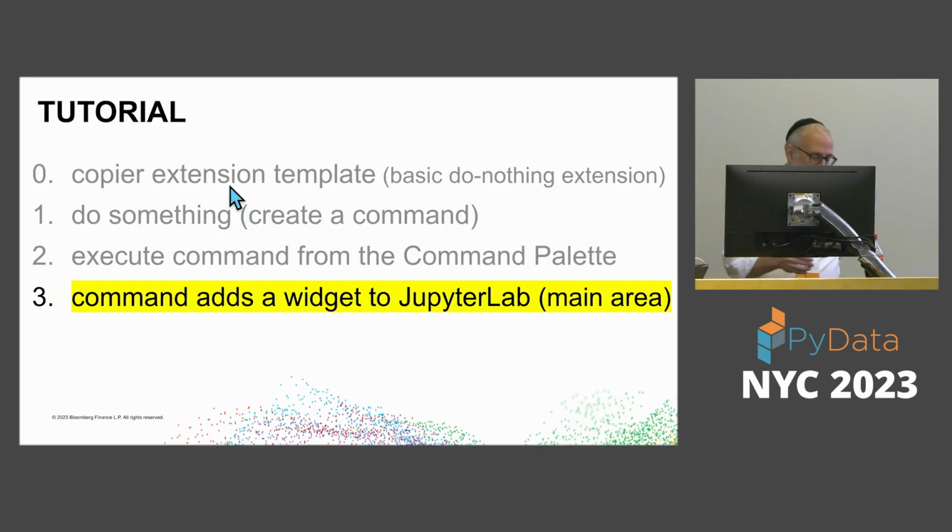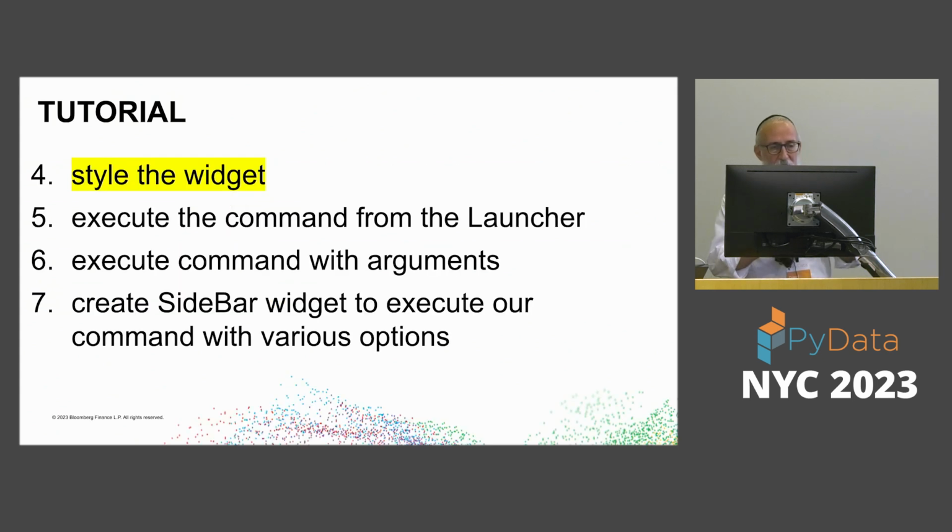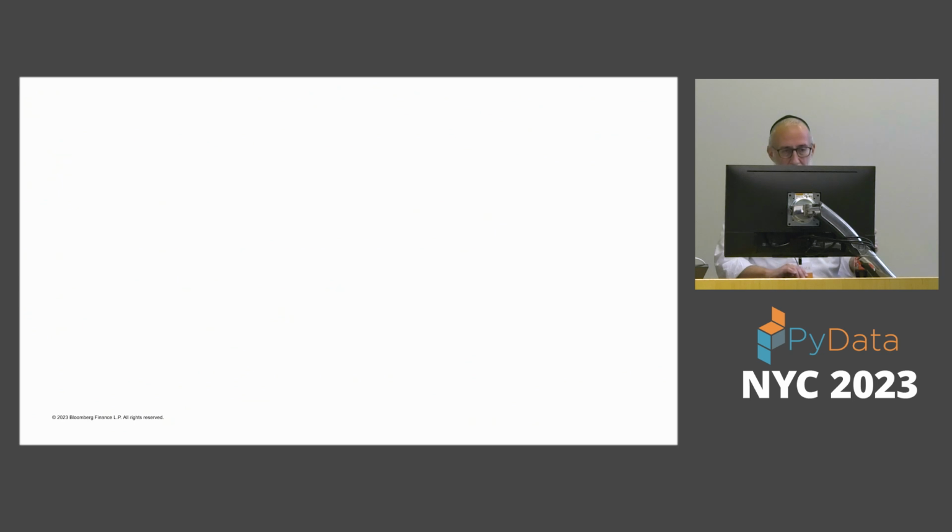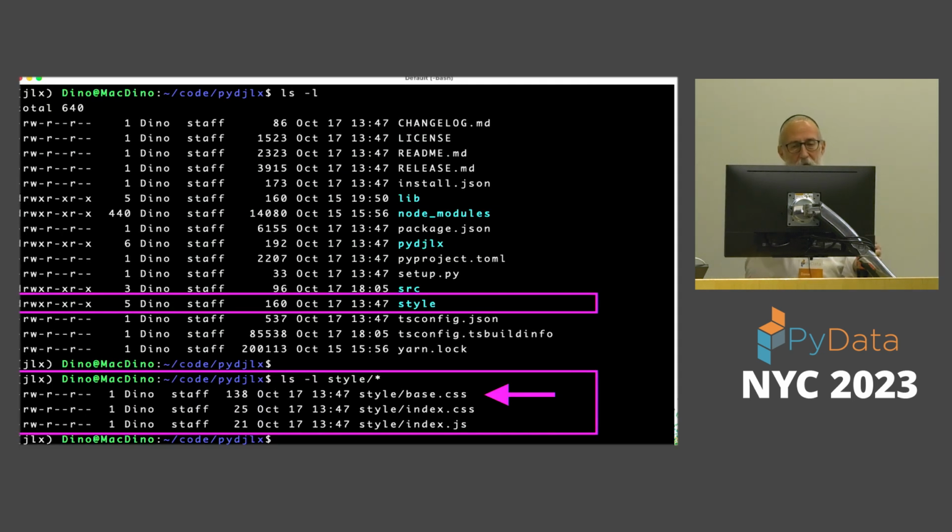So now, that command creates a widget. Now we want to style the widget. We're going to see how styling works in JupyterLab. We didn't look at this directly before, but in our project directory, there's a subdirectory called style. And in there, there's a file called base.css.